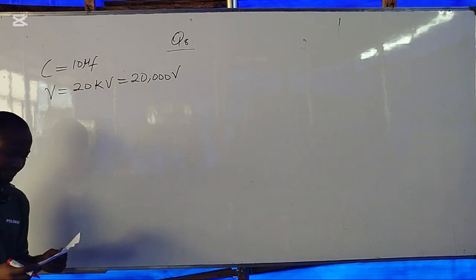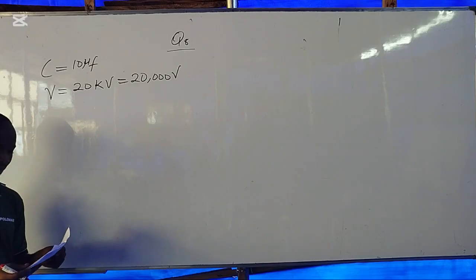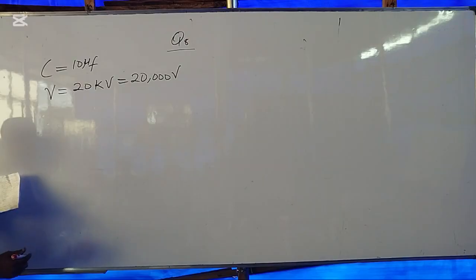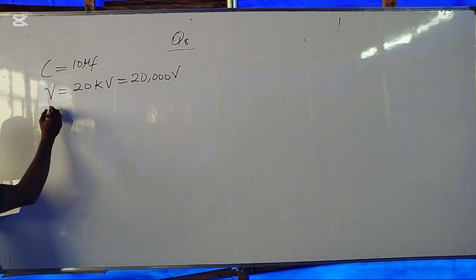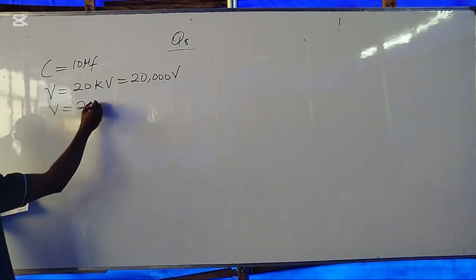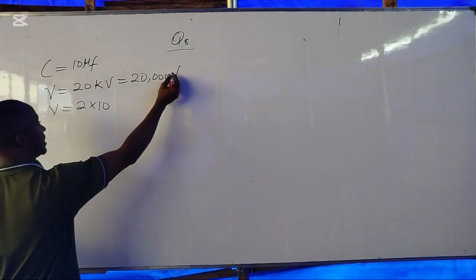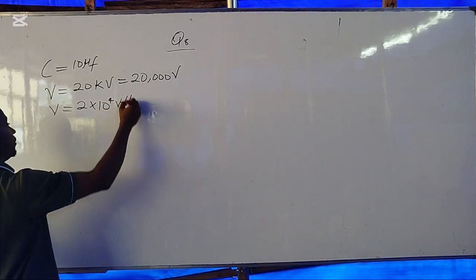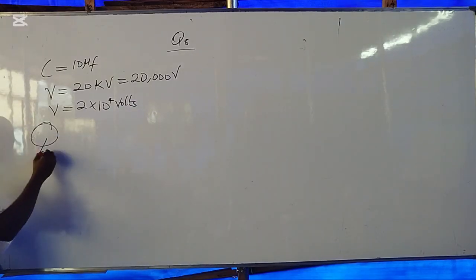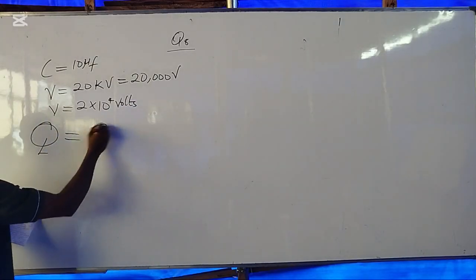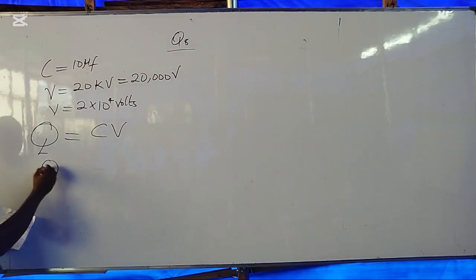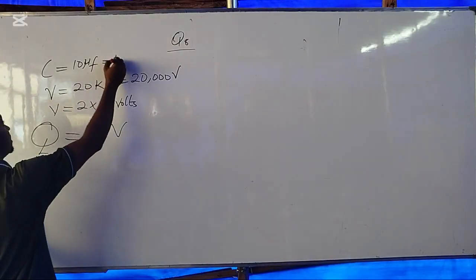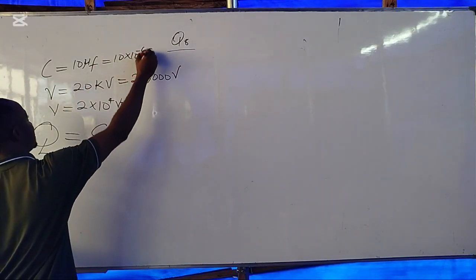Once again, calculate the charge and potential energy stored in the capacitor. We have to find the charge. This V can also be expressed as 2 times 10 to the power 4 volts. Let's check: 1, 2, 3, 4, right? So the charge is equal to CV. What's that C? This is the same as 10 times 10 to the power minus 6 farad, is it not?